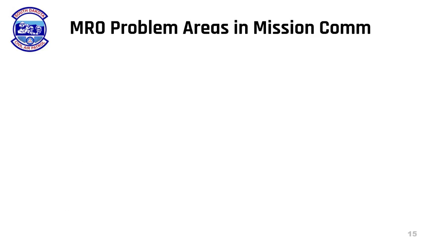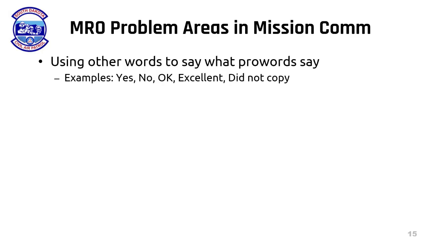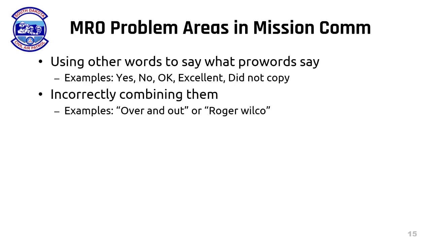Here are some problem areas that we've observed among MROs in mission communication. And these things are things that an MRO evaluator is likely to be looking for. Number one, and we've kind of touched on this, using other words to say what Prowords say. For example, saying yes, no, okay, excellent, did not copy. Those are meanings that are carried by specific Prowords. We should not use alternative wording. Or incorrectly combining them. We've talked about over and out. We've talked about Roger Wilco. Those are not correct to combine them because they contradict each other.